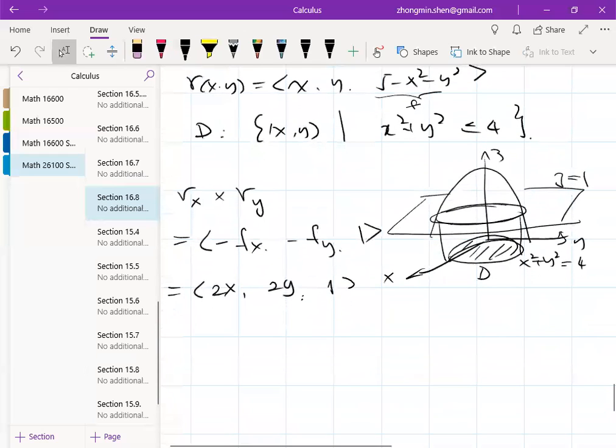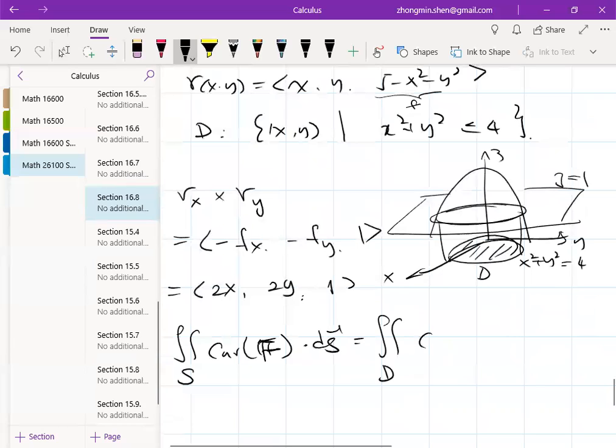So the surface integral, it's not too bad. The surface integral of the curl of the vector field dot dS is going to be the double integral of the curl of the vector field dotted with Rx cross Ry, dA.